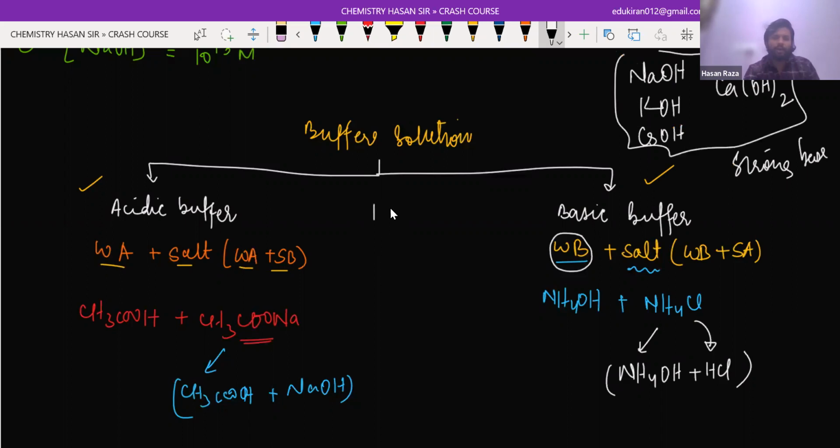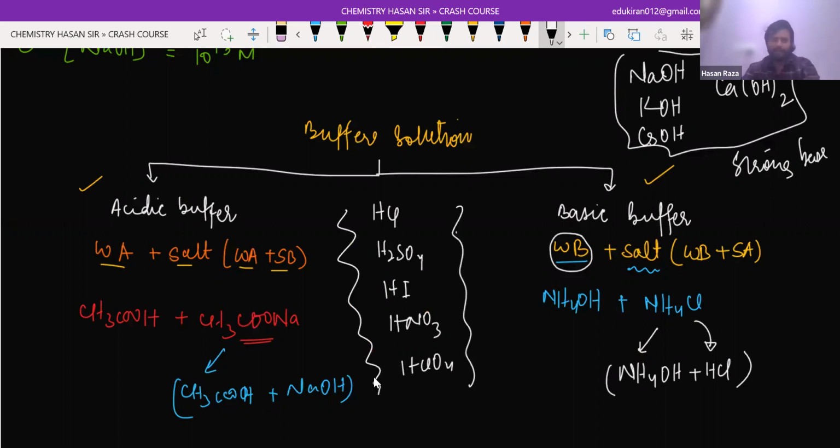And weak acid, you can take HCl, H2SO4, HI you can take, and then comes your HNO3, then comes your HClO4. After this, almost every acid that you will see will be weak acid. So you just need to remember the name of the strong acid, then you can easily do this. Is that clear?